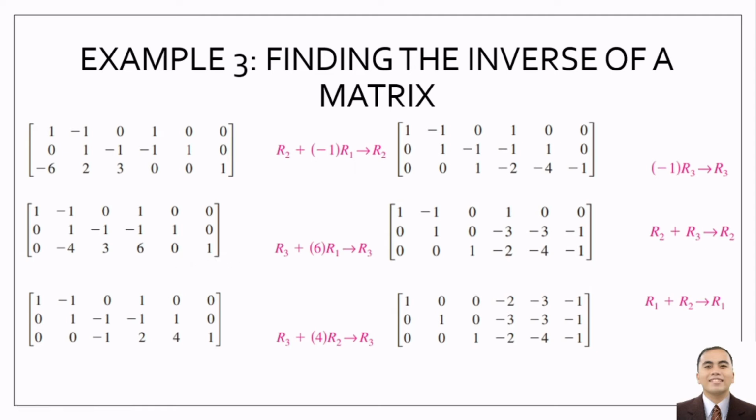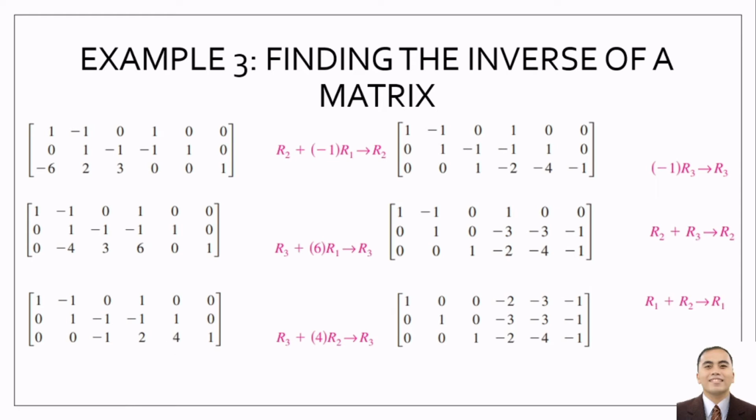Next step will be we need to multiply 4 to row 2, then add to row 3 to produce new row 3 so that we can eliminate this 4, negative 4 here. So the resulting matrix will be this one and the new row 3 will become 0, 0, negative 1, 2, 4, 1.